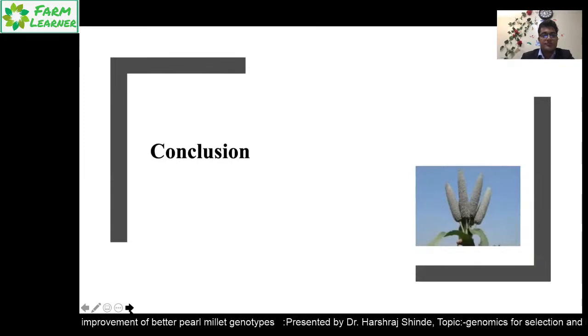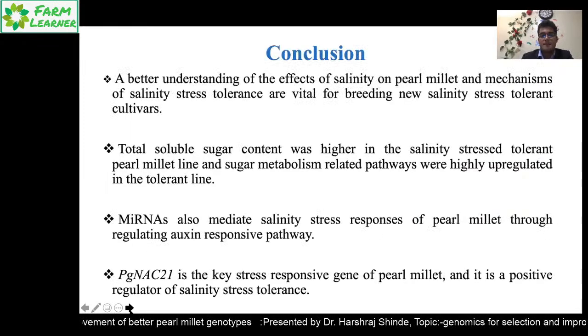So finally, the conclusion from all our three studies. Understanding the effect of salinity stress on pearl millet and its mechanism of salinity stress tolerance is vital for breeding new salinity stress tolerant cultivars. Based on our RNA sequencing study, we found that the total soluble sugar content was higher in salinity stress tolerant pearl millet lines, and sugar metabolism related pathways were highly upregulated in the tolerant line. So we think that sugar is the key. The higher the sugar, the higher the salinity stress tolerance in pearl millet.